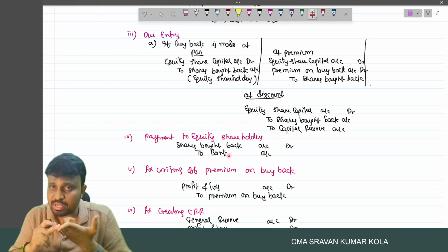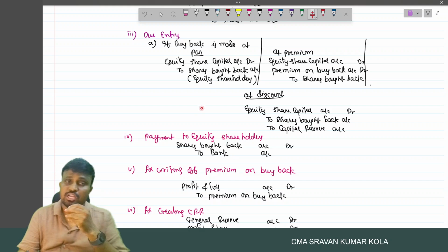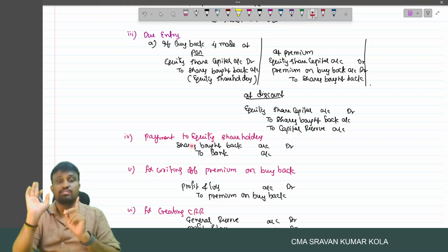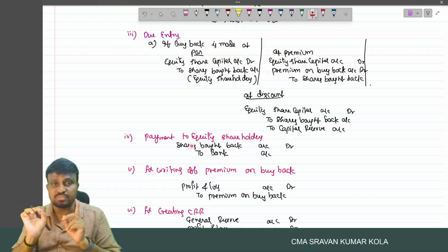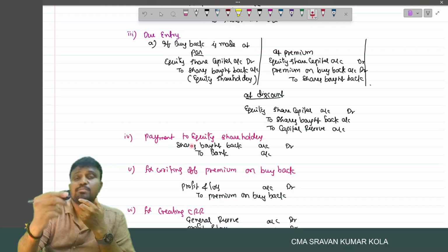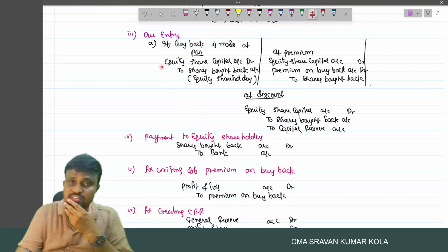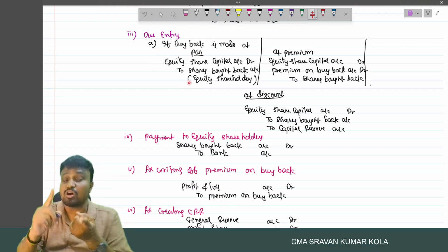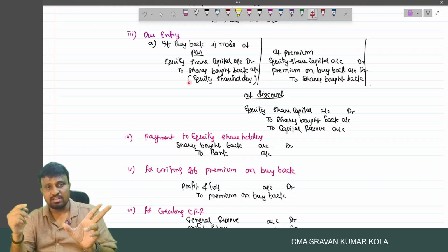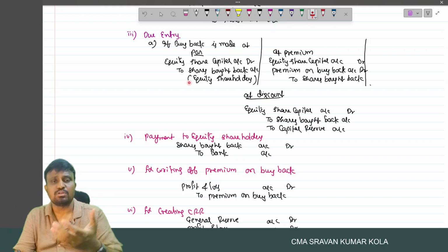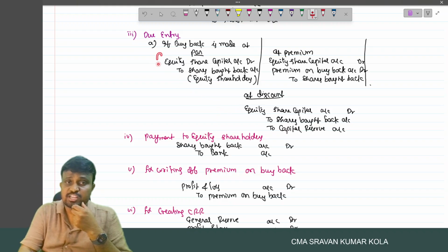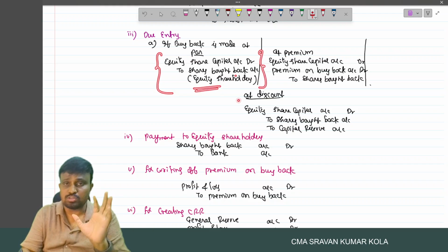Whether buyback is made at par or premium or at discount. If the buyback is made at par, remember only one amount is payable to the equity shareholder, nothing but what? Par value. In that case, equity share capital we transfer to the shareholders. We write the entry: equity share capital account debited to equity shareholders or shares bought back. You may write anything, and generally in institute books they followed equity shares bought back. That's why we followed that one. So equity share capital account debited to equity shares bought back account or equity shareholders account.